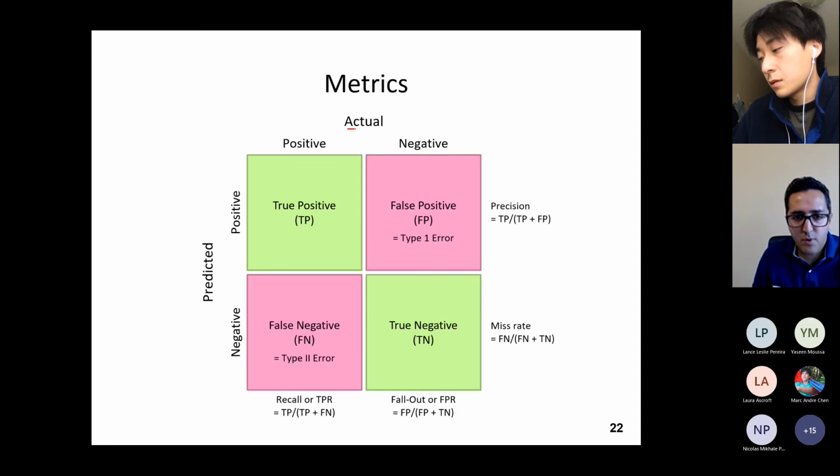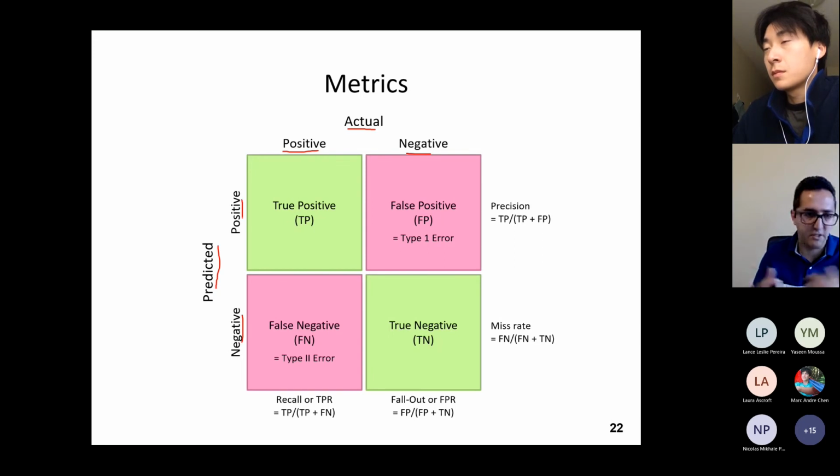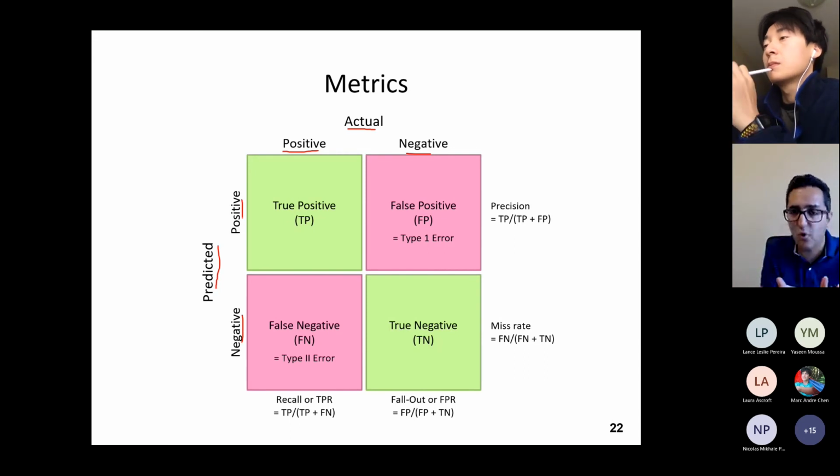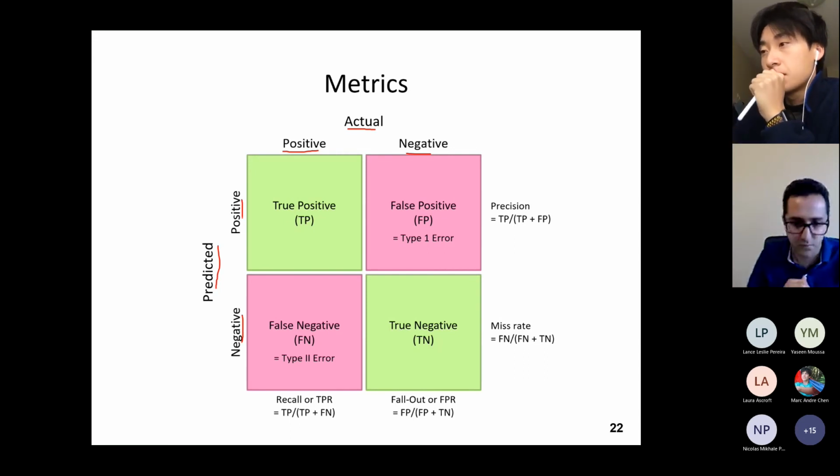So we have two possibilities for ground truth, right? Let's think of a spam classifier. Either it's a spam, positive for example, or negative, right? Think of binary classification. And then the prediction has two outcomes, negative or positive, right? My prediction says either the email is a spam or not a spam. Now, these two possibilities for each create four possibilities, right? 2 times 2.